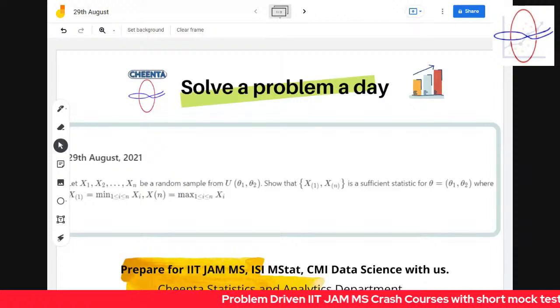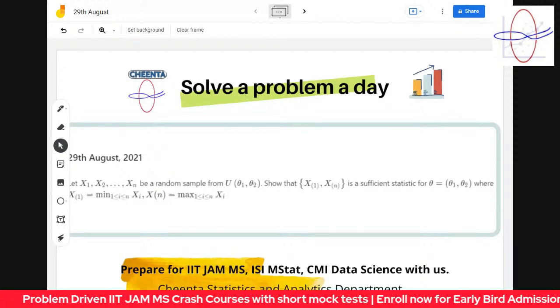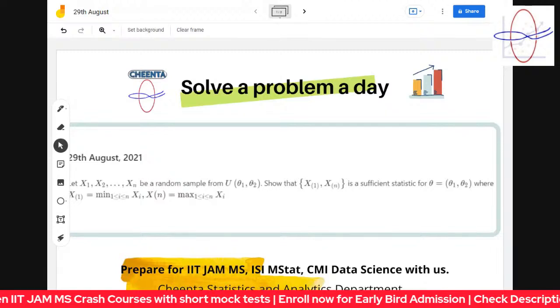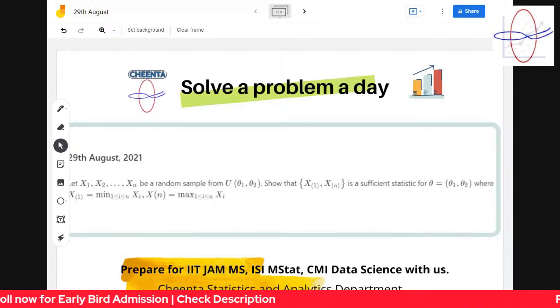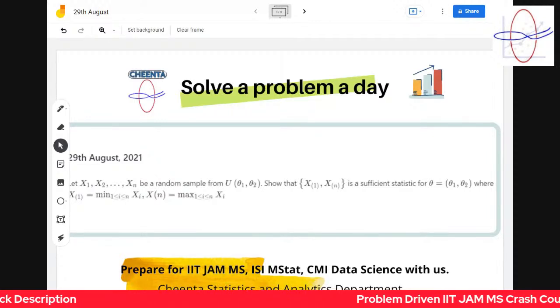We are back with today's problem of 29th August 2021, and the problem is from sufficient statistic. This is a really interesting, very straightforward problem. In fact, you can find it as a textbook problem, but this idea of how to prove sufficiency depends on the idea that will be used in this problem. This problem-solving idea is called the Neyman factorization theorem.